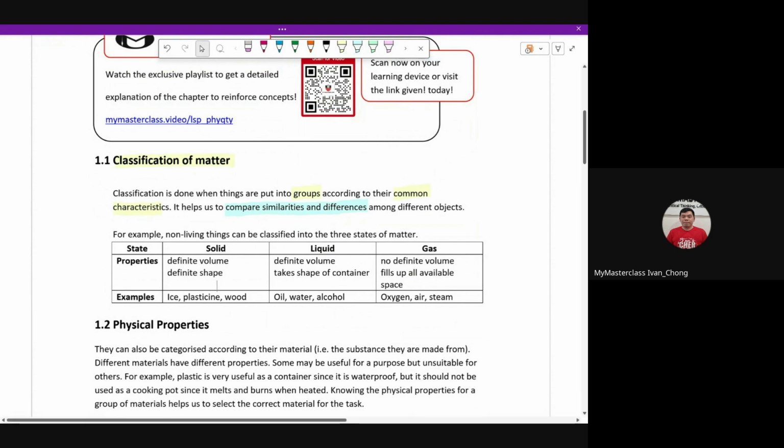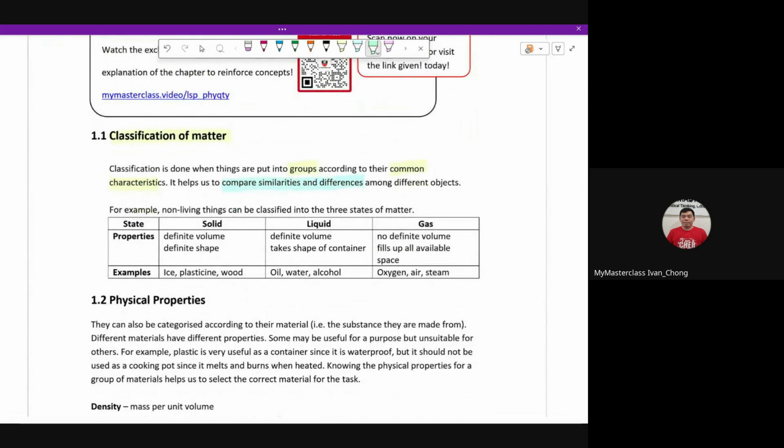In lower secondary science, we will learn about the different ways to categorize them. One of the simple methods is to classify them into their different states: solid state, liquid state, and gaseous state. You need to remember, wherever we want to classify or group things together, we need to make sure that we have similarities and differences. These similarities and differences are your properties. So let's take a look at the properties over here.